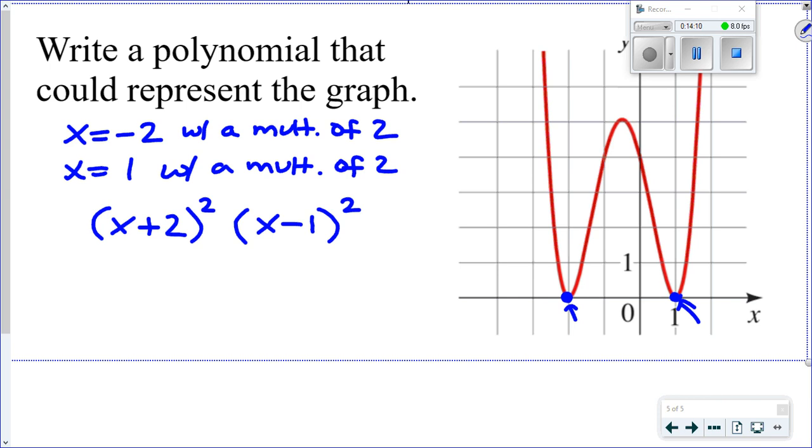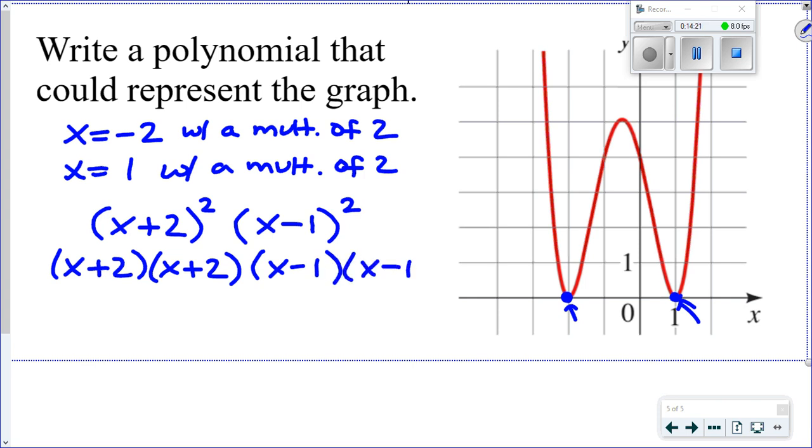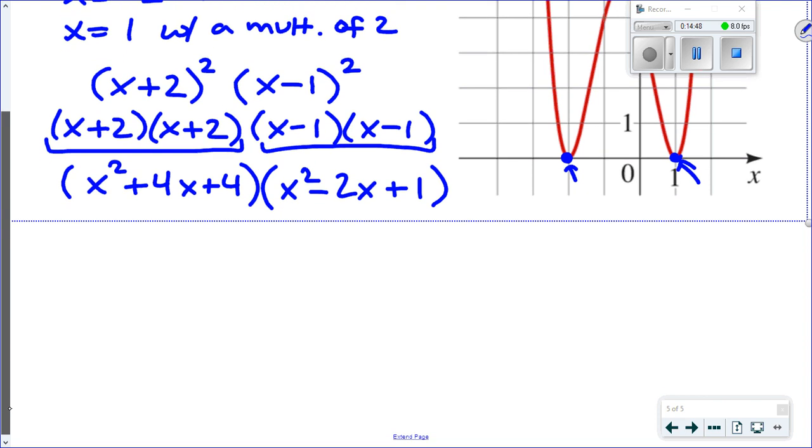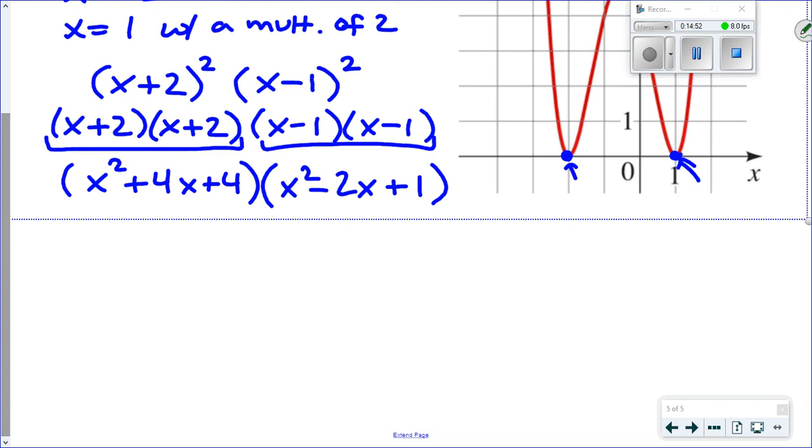Okay, so in order to multiply all this out, I want to expand. X plus 2 squared means you're multiplying x plus 2 times itself. X minus 1 squared means you're multiplying x minus 1 times itself. And then we just have to do a whole bunch of multiplying. So I think I'm going to start here and FOIL this out, which would give me x squared plus 4x plus 4. And if I FOIL here, I'll get x squared minus 2x plus 1. And then I'm multiplying a trinomial by another trinomial. So let's just take this step by step. I'm going to multiply the x squared by all three terms in the other polynomial.